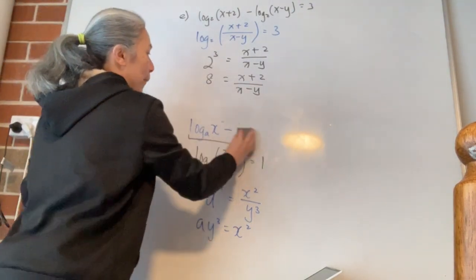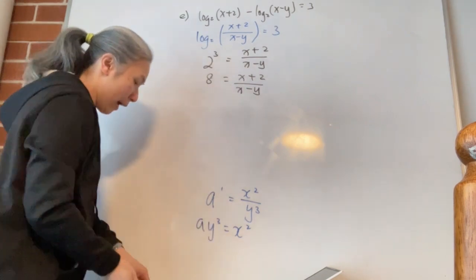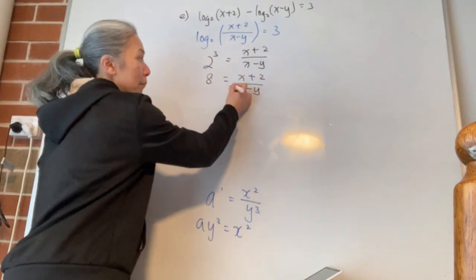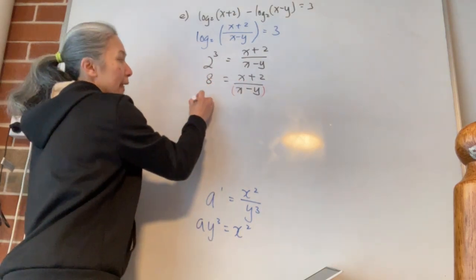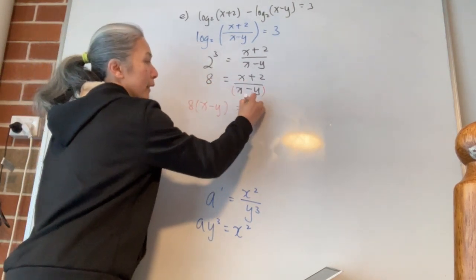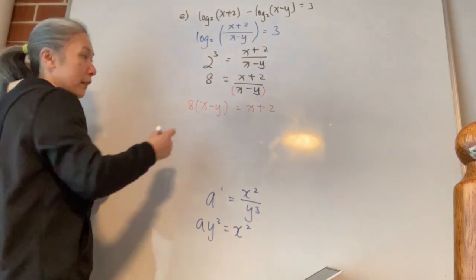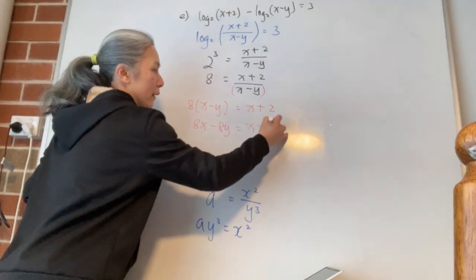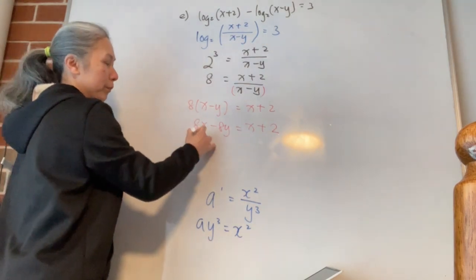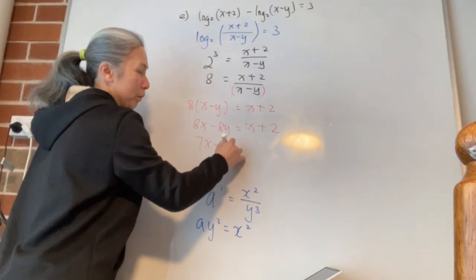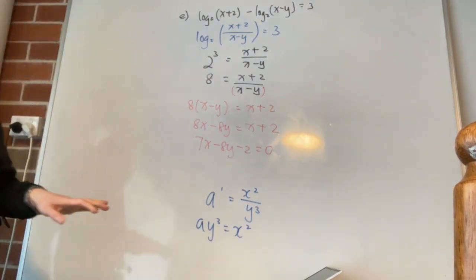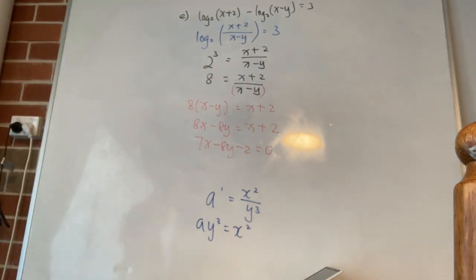Then let's keep expanding it. So cross multiply, that means I want you to multiply this term to that side. So you have 8 (x minus y) equal to x plus 2. And that will give you 8x minus 8y. And then make sure you simplify until the step that nothing can be simplified.